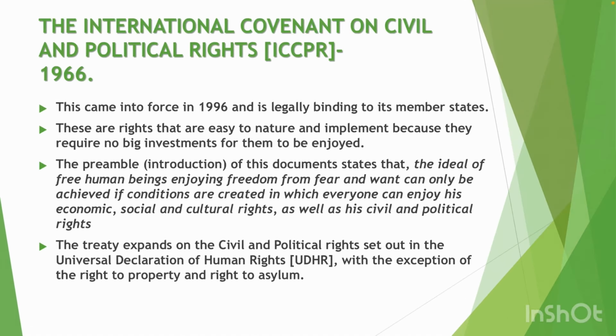Now let us talk about the last one, the International Covenant on Civil and Political Rights. This one also expanded on civil and political rights. It's just like we get the Universal Declaration of Human Rights, we divide it into two themes, civil and political rights as well as economic, social, and cultural rights. Then we form documents to specifically explain these two themes.